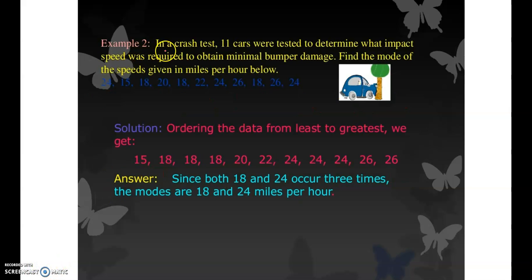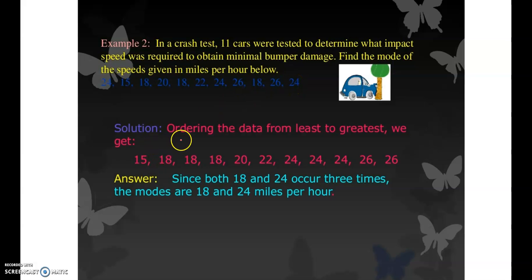Children, look at this example. In a crash test, 11 cars were tested to determine what impact speed was required to obtain minimal bumper damage. Find the mode of the speeds given in miles per hour below: 24, 15, 18, 20, 18, 22, 24, 26, 18, 26 and 24.